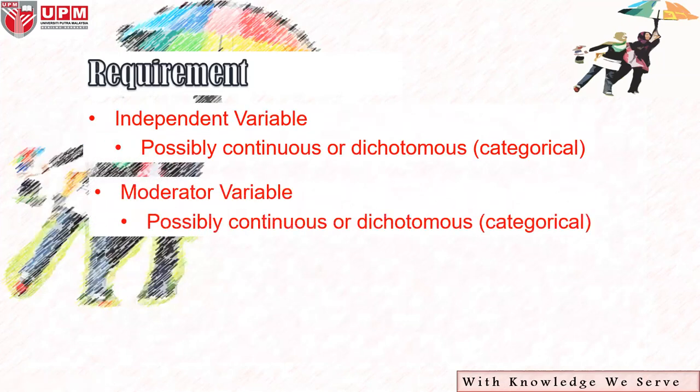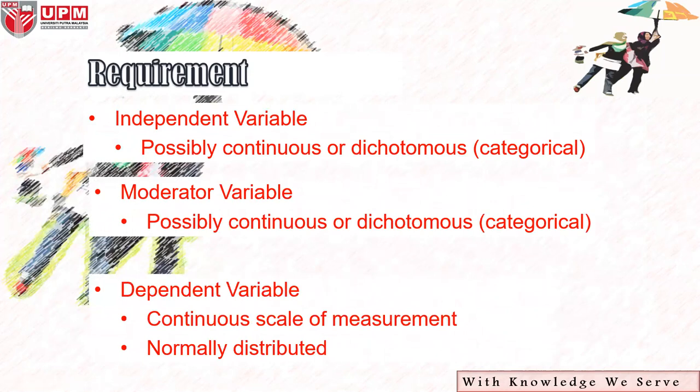Okay, the requirement. So in terms of the requirement of each variable in the moderation model. First, our IV. It is possible to have a continuous or dichotomous variable. Sama ada continuous ataupun categorical variable. Dua-dua boleh for our IV. But in this case, we are going to use the continuous IV and continuous DV. DV mesti continuous. For the moderator, it's also possible for you to have a continuous or categorical variable. But for DV, it is compulsory to have a continuous scale of measurement and it must be normally distributed. DV kita mesti normal dan mesti continuous. But IV dengan moderator possible, either categorical or continuous.